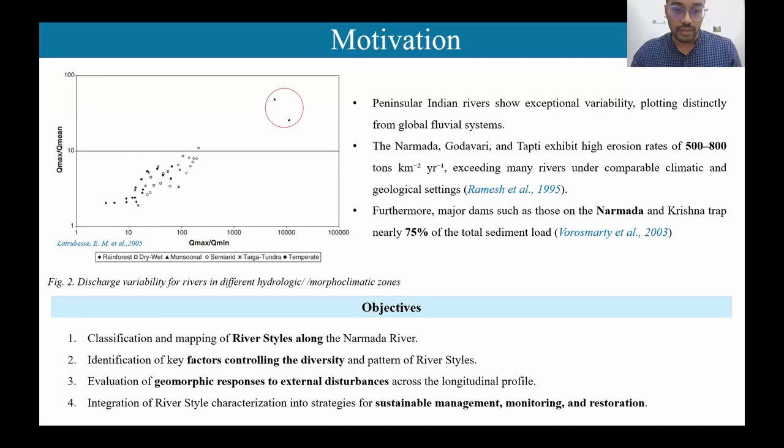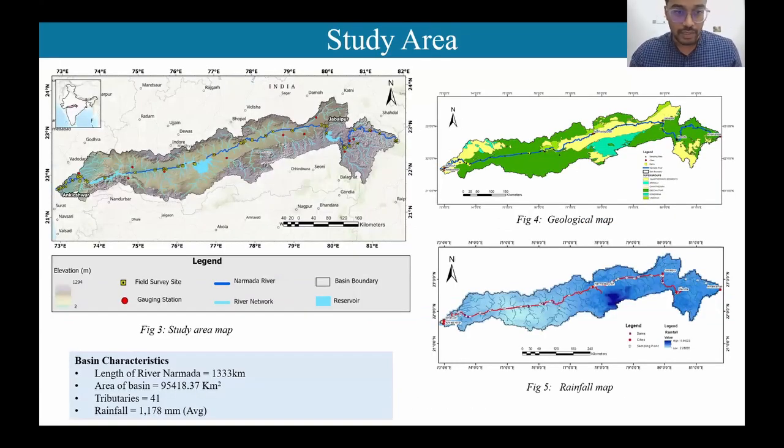I will first discuss the river styles along the Narmada River, and how these river styles are different from each other. It means what are the factors controlling the diversity and pattern of the river styles. So this is my study area. Narmada is one of the largest rivers in India. It is the fifth largest river in India, and it's around 1,300 kilometers long. These are the field survey areas which I have visited to validate all my data and the geomorphic parameters, as you can see here with the square brackets. And these are some of the gauging stations from where I have taken the hydrological data.